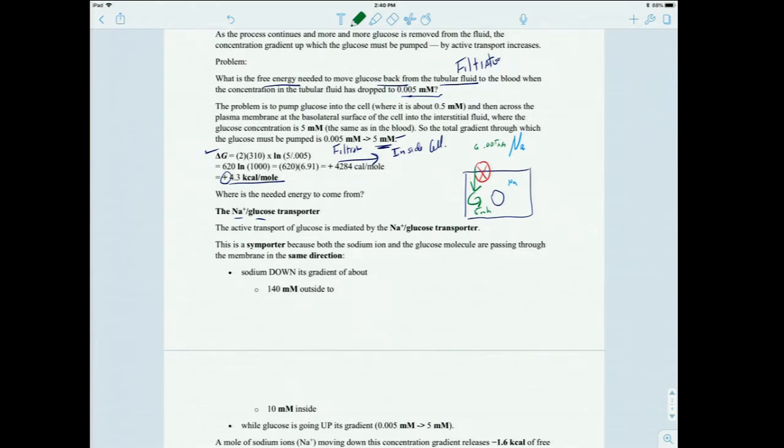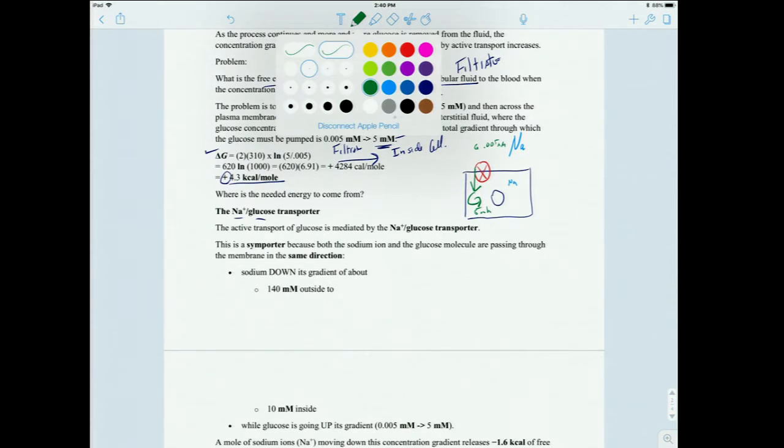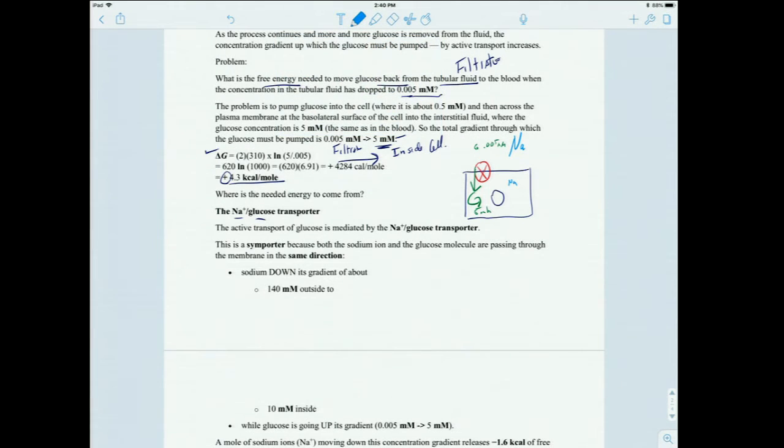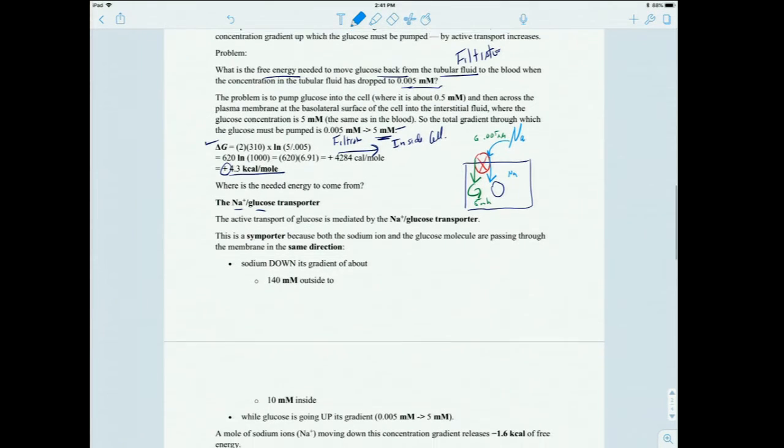Well, this particular pump also has the attribute of allowing sodium to go through as well. So actually what's going to happen is that I am going to take this sodium that's going down its concentration gradient, and I'm going to let that input energy into this pump so that it can move the glucose up its concentration gradient. So let's plug in some numbers and see if we can balance this energy checkbook.